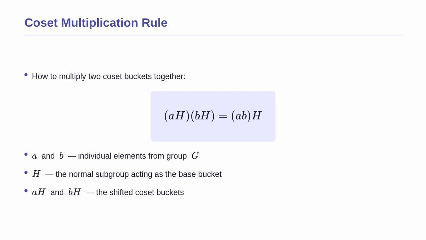The variables A and B represent individual elements from our original group, while H represents the normal subgroup. As A and B change, we are simply picking different buckets to combine.